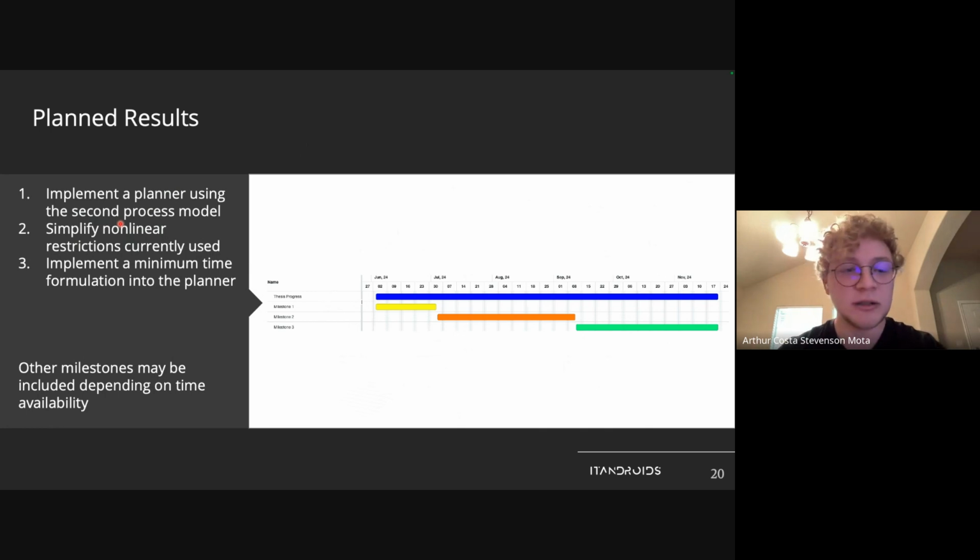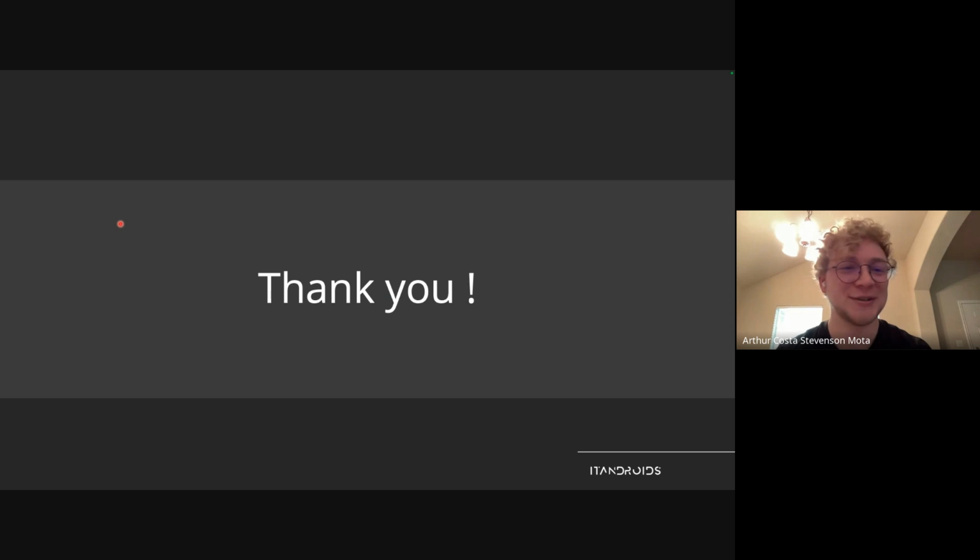And depending on time availability, there are other milestones that I want to accomplish in this thesis. As I said, this is part of a master's work. So there are a lot of things I want to include, but as a midpoint, to be more accurate, these three milestones are something I considered would be a good point to start my master's thesis. And thank you. Those were 20 minutes roughly. If you have any questions, feel free to ask them.